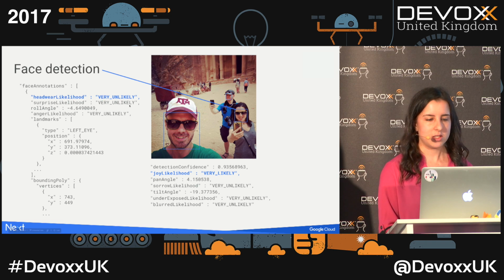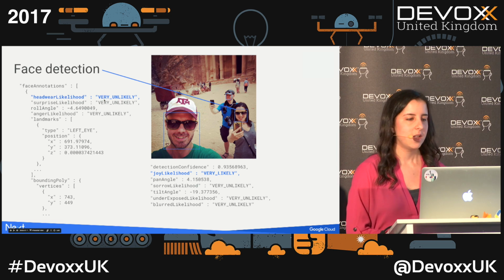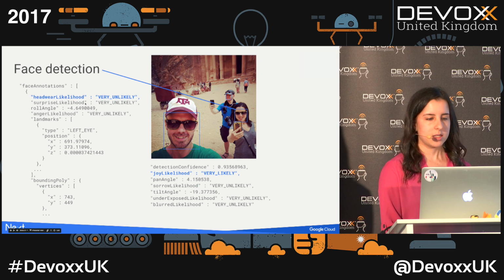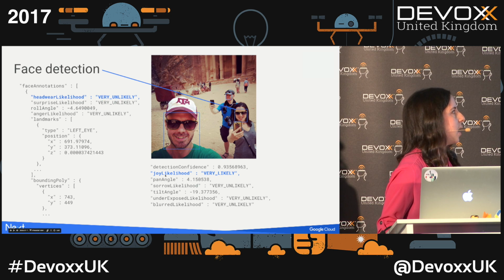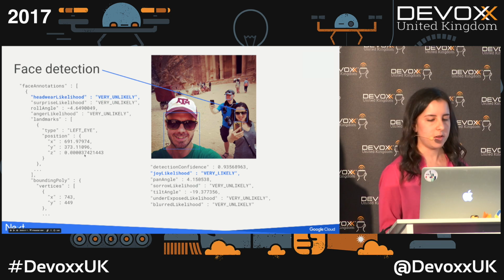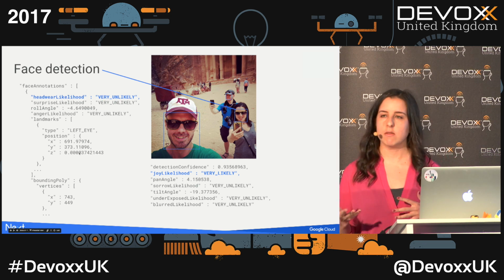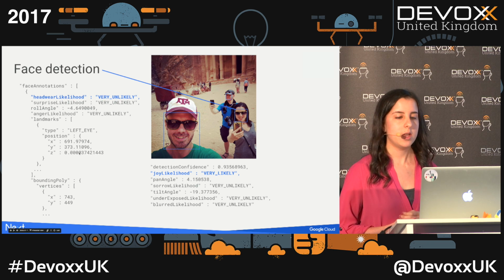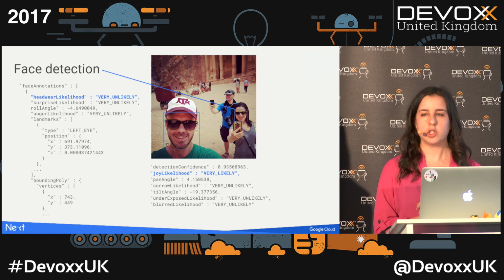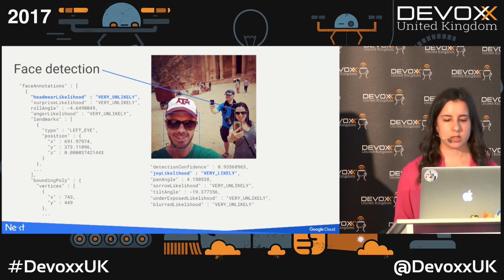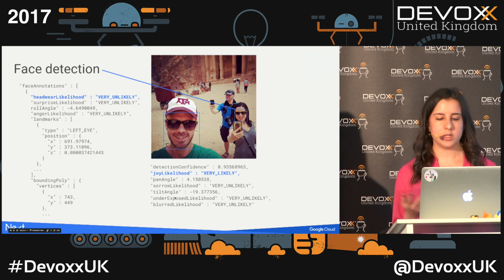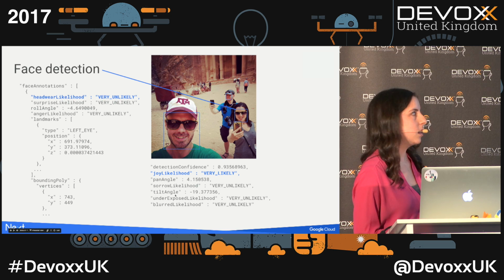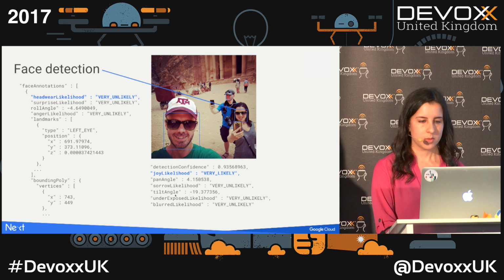But for my two teammates, it did return very likely for headwear. It can tell you if you're surprised. Here we see joy likelihood is very likely. I'm smiling in the picture. And it also tells us where different features are in the face: left eye, right eye, nose, chin, in case we wanted to do anything with that image, like maybe draw a circle around the face or a box. And it gives you other information like, is it underexposed? Is it blurred? Lots of details on face detection.